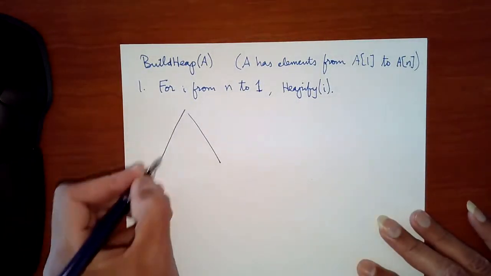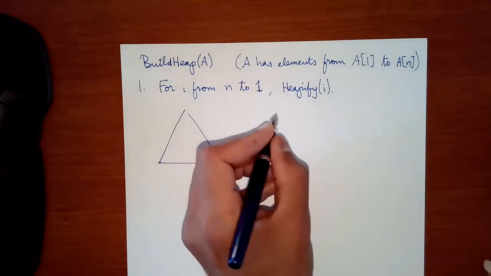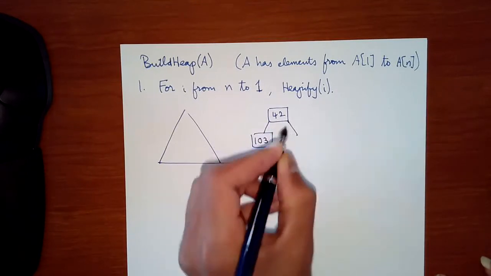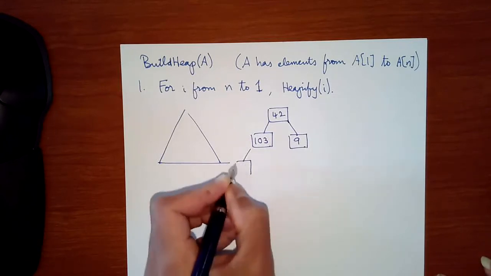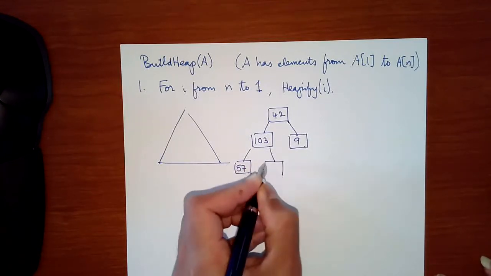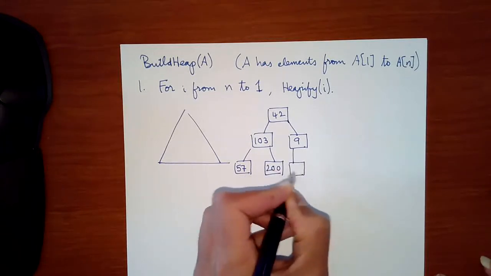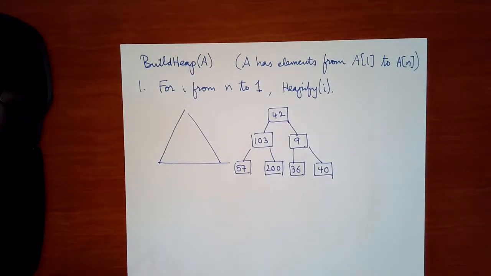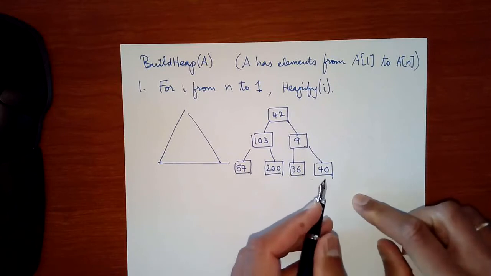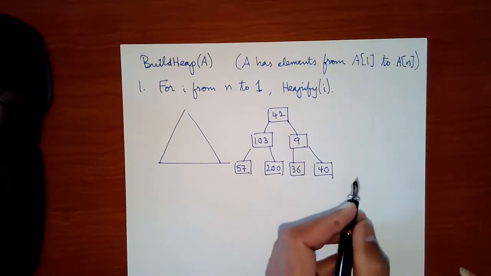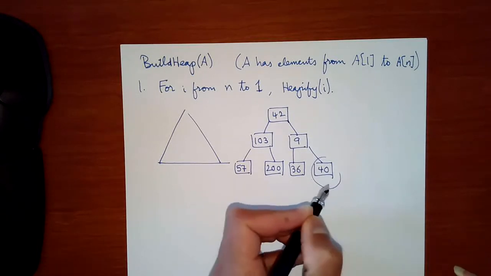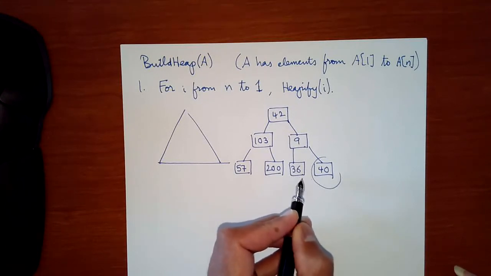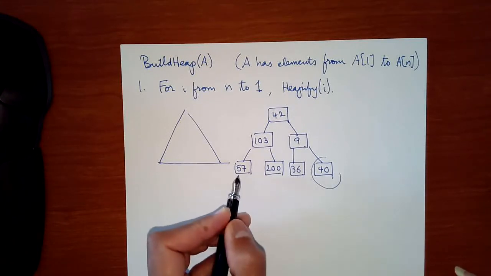Let's go back and suppose this was just some completely arbitrary array: 42, 103, 9, 57, 200, 36, 40. So this is clearly not a heap. How would we call Heapify? We would start in reverse order. We know that this is a heap by itself, so when you call Heapify on this index, it just returns. You call Heapify on this index, it returns. Call Heapify there, it returns. Call Heapify there, it returns.